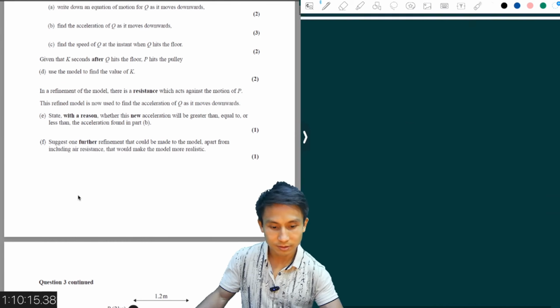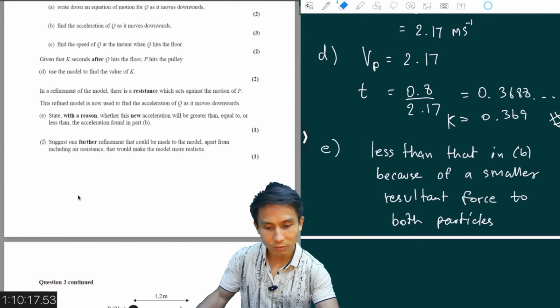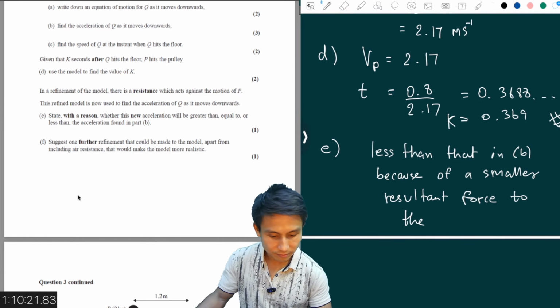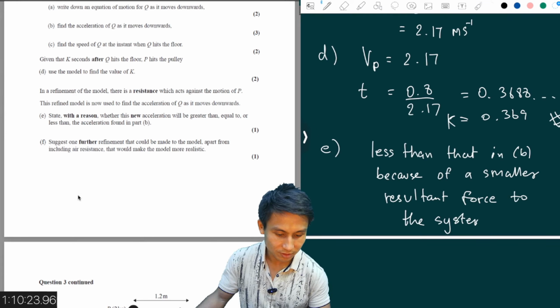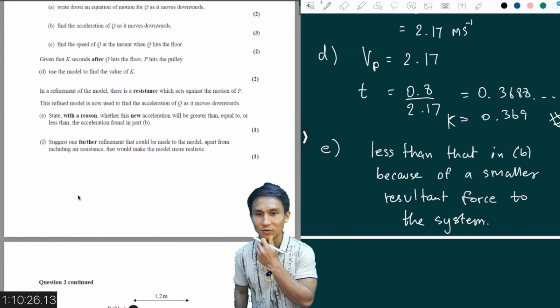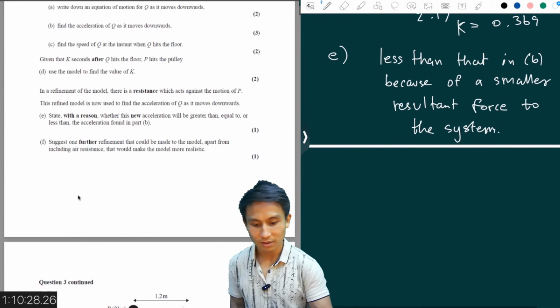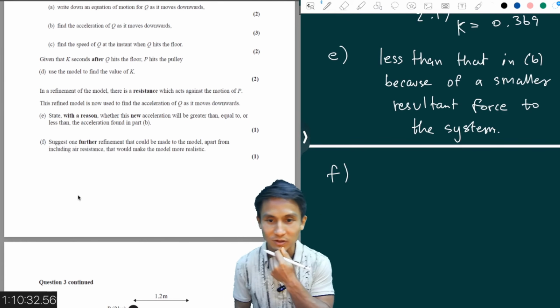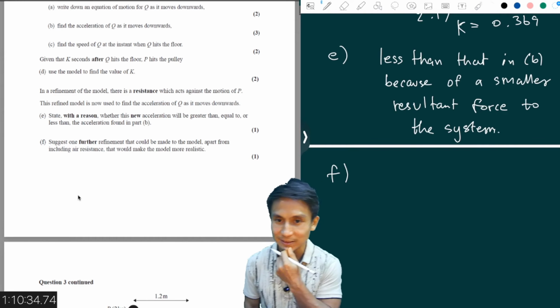Yeah, I would say to the system, maybe to the system, because they are connected. So let's use system. Yeah, smaller resultant force is the keyword. Okay. F suggests one further refinement that could be made to the model, apart from including air resistance.